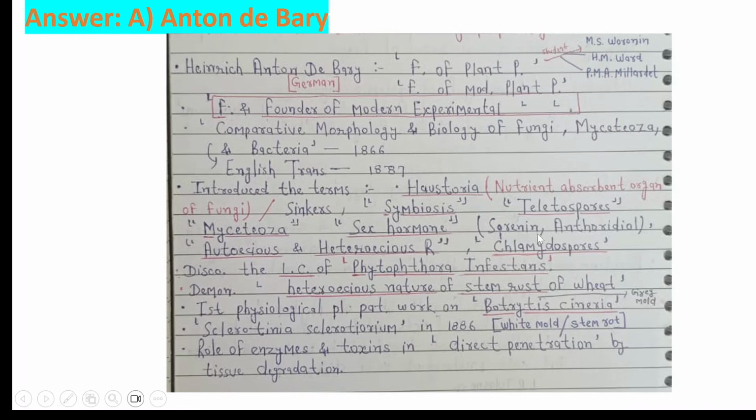He found the life cycle of that particular pathogen, Phytophthora infestans, and demonstrated the heteroecious nature of stem rust of wheat. He did the first physiological plant pathology work on Botrytis cinerea, which causes grey mold. These terms: autoecious and heteroecious rust, chlamydospore, haustoria, Mycetozoa, symbiosis, sex hormone, teleutospores, were given by Anton de Bary.